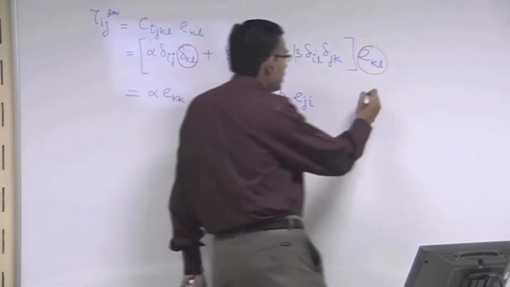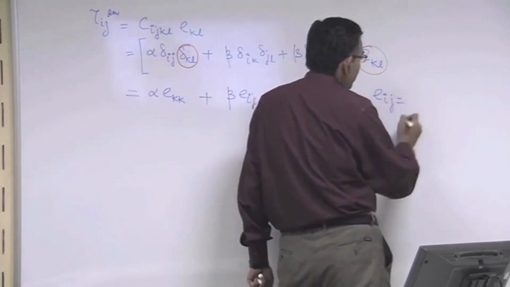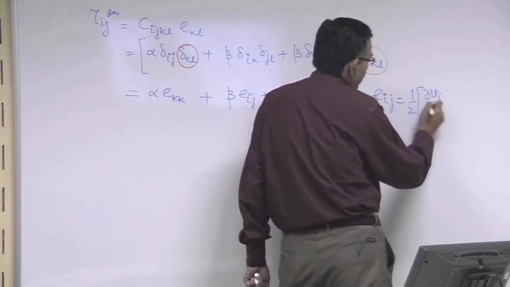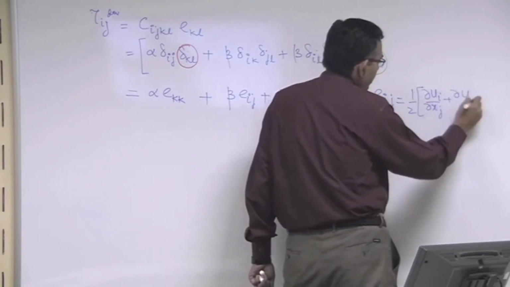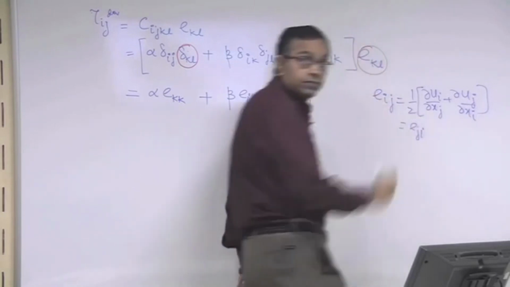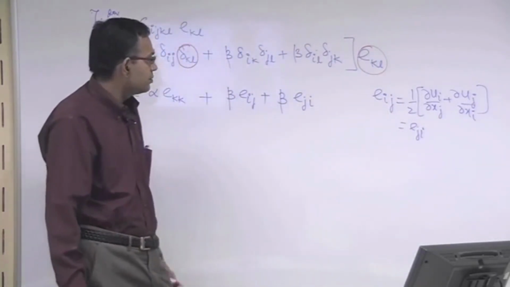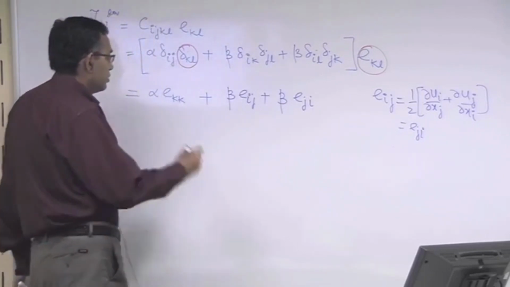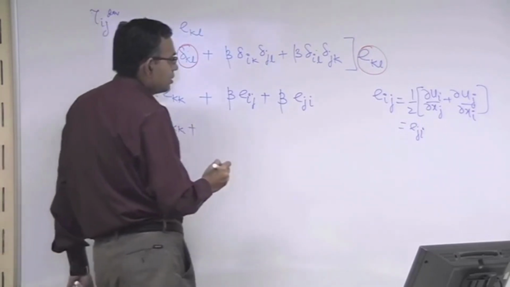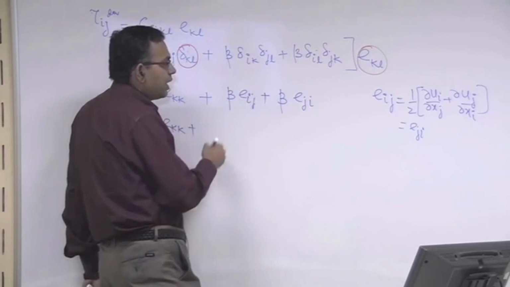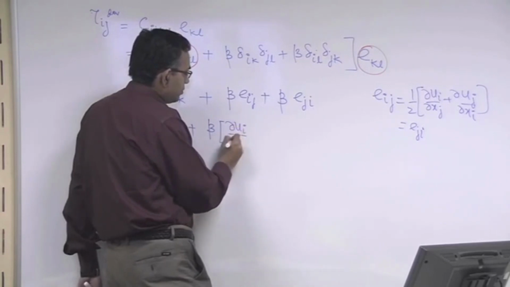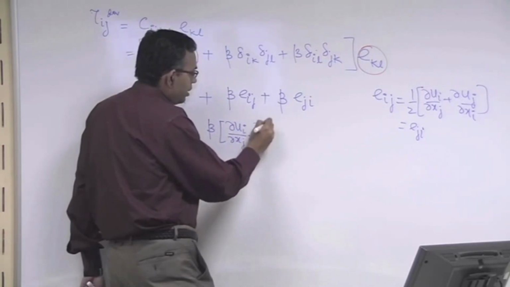So, what is E_ij? You recall we defined it in the previous lecture: half of del u_i del x_j plus del u_j del x_i, and this is the same as E_ji. So, alpha E_kk plus, this is basically 2 beta E_ij, so beta times del u_i del x_j plus del u_j del x_i.